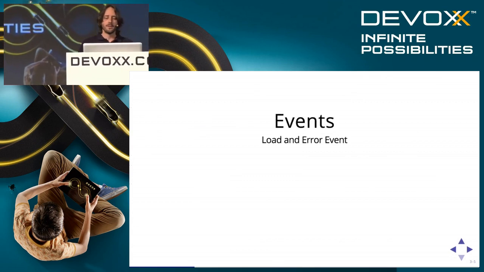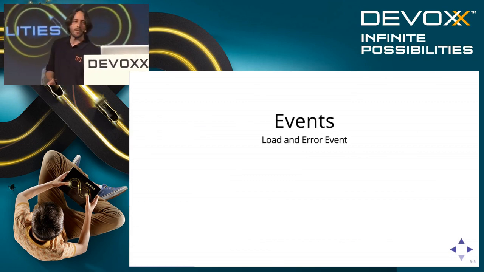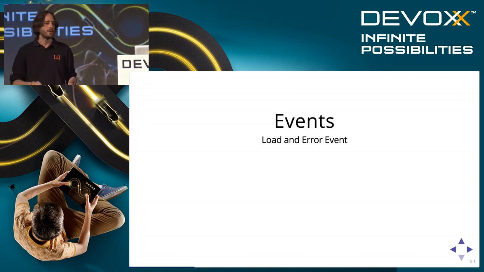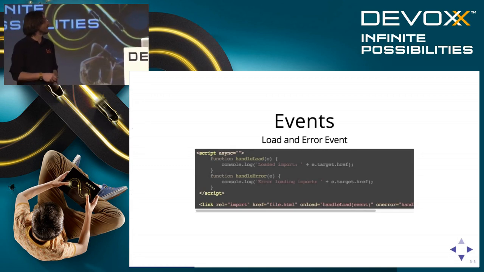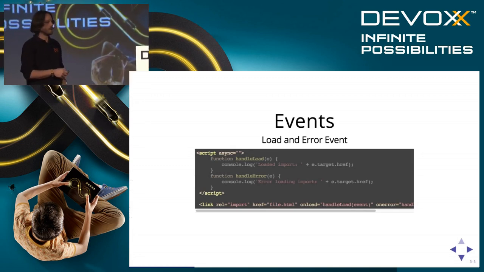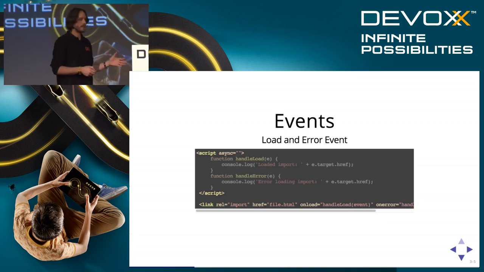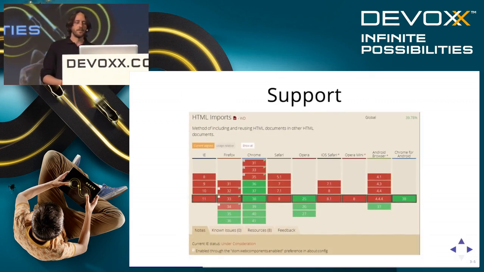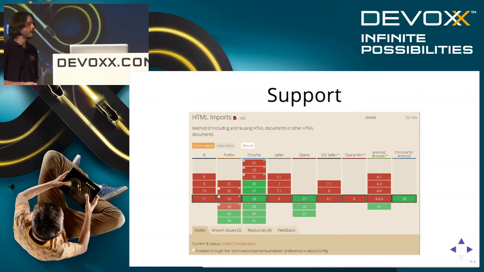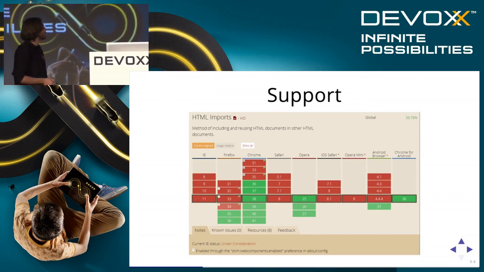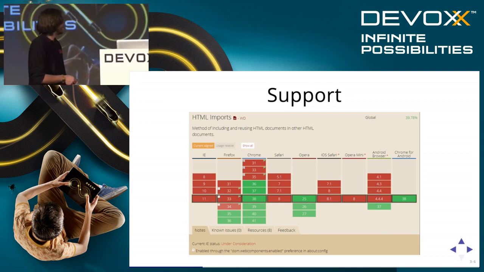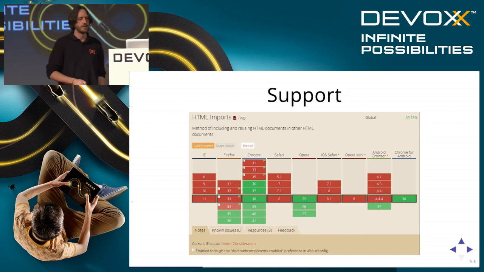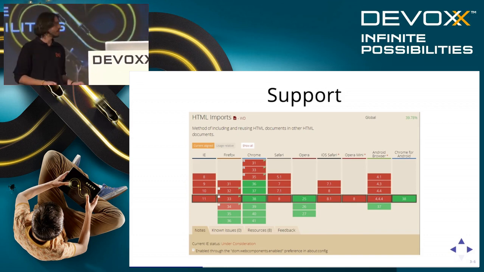We also have some events to be aware of when the load is over and if we have some error during the load. So it's really simple. You just have to add on the onload attribute and the onerror attribute a reference to a method, and you can be aware of what is happening. So, how can we use HTML imports in the modern browsers? You can see for now that they are only available in Chrome and Firefox. And the interesting point is that for Internet Explorer, they are under consideration. So for now, there is only little support in the modern browsers.